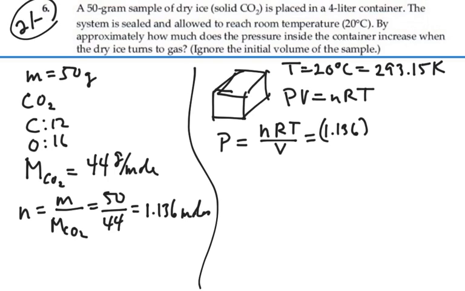moles. Now, which R constant do we want to use? Well, we're given the volume in terms of liters, so we want to use the other R constant, 0.0821, which will give us volume in liters and pressure in terms of atmospheres. Temperature is 293.15, and like we said, we were given volume as 4 liters. So this will give us an answer in atmospheres. I get 6.84 atmospheres.